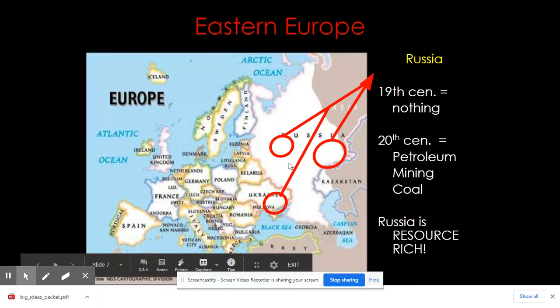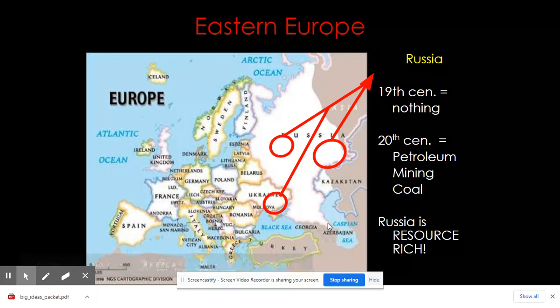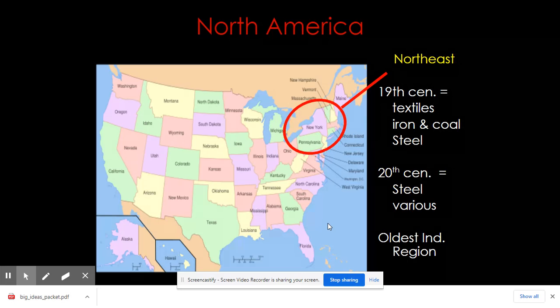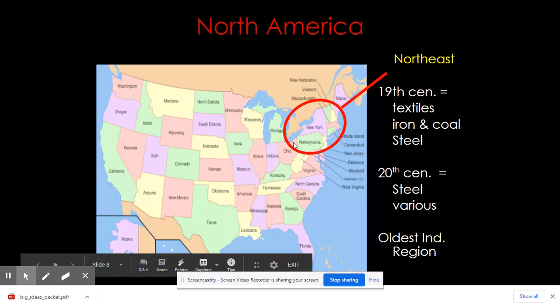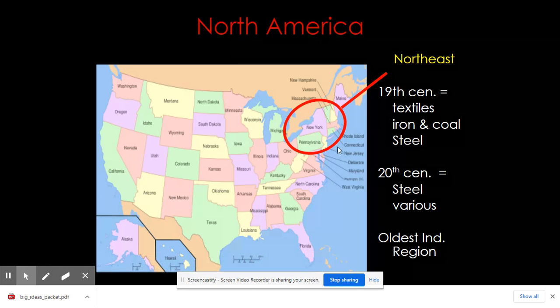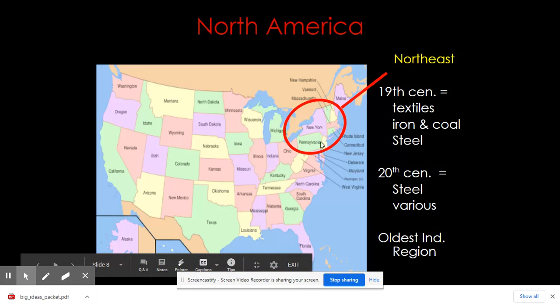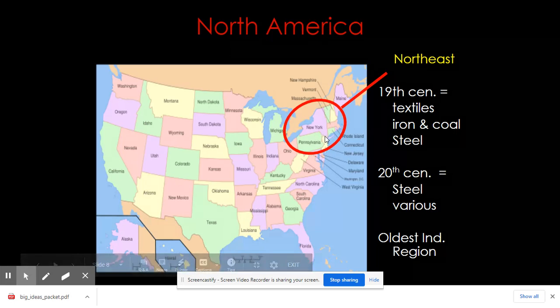Russia's super resource rich, so the more that they mobilize their workforce, the more profitable they're going to be. Then let's look at North America. So the history of our country in the 1800s. If you think about where our colonists started up in this region, we originally were making textiles, so cotton clothing. A lot of the cotton was grown down here in the South. And then up here in the Northeast is where we had factories available to make those textiles. And that's what helped the United States become very wealthy, was our textile exports.